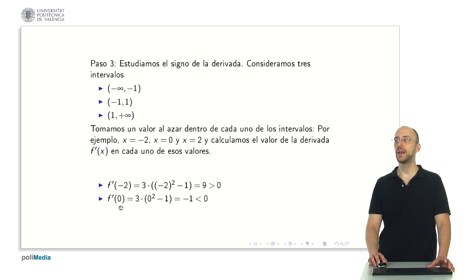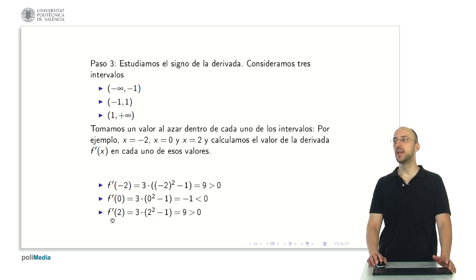Now, when I substitute 0 into the derivative for the second interval between minus 1 and 1, I have 3 times 0 squared minus 1. Please note there is a small mistake here. The result should be minus 3. What's important is that this value is negative, indicating that the function is decreasing in this interval.